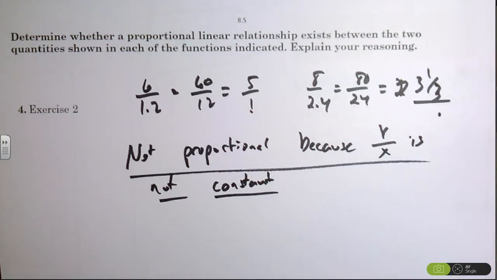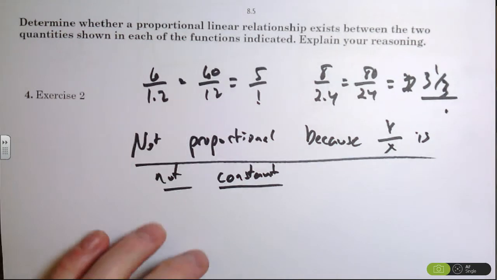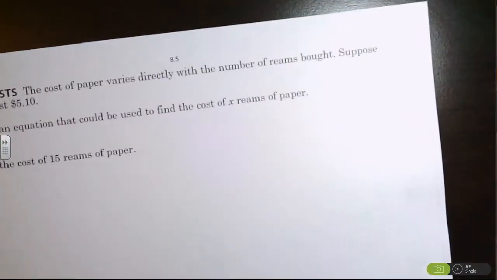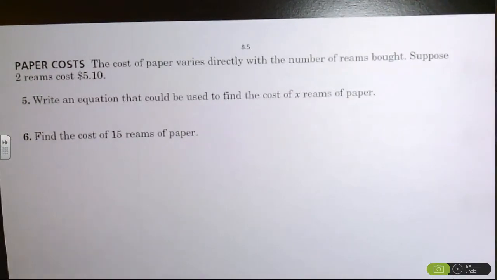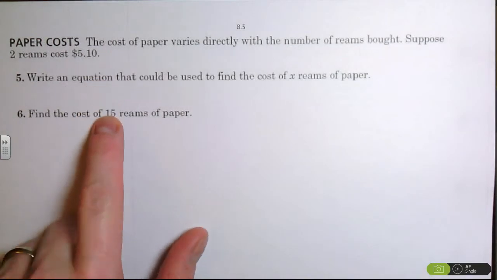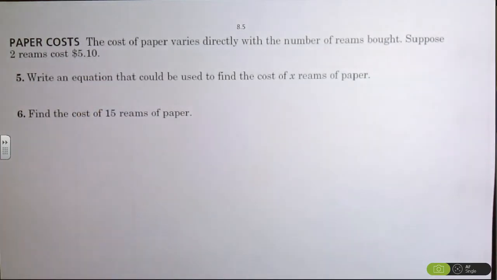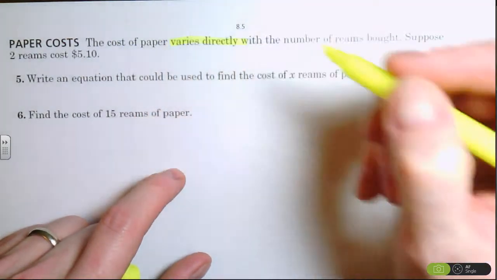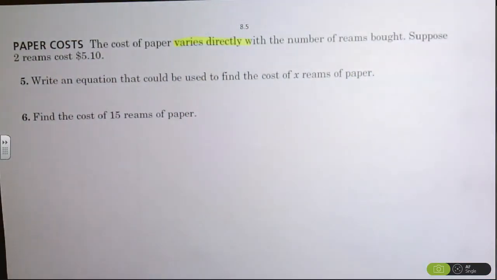Now the next two problems we want to look at are 5 and 6 in the worksheet, and they are application word problems. That was just checking to see, is this proportional? If so, how do we know? Now 5 and 6, it's telling us they vary directly. The cost of paper varies directly with the number of reams bought. Suppose 2 reams cost 5.10.